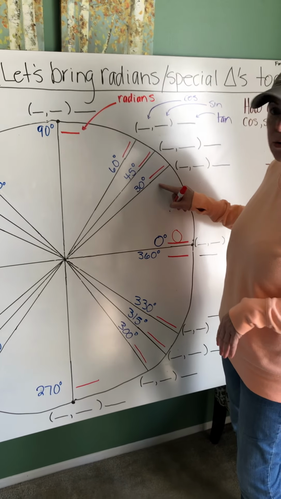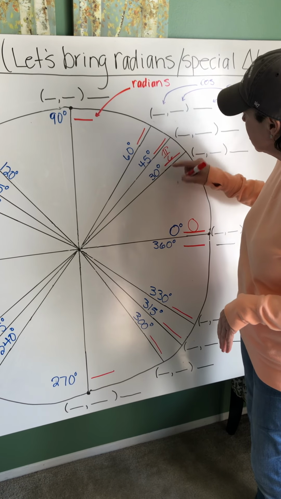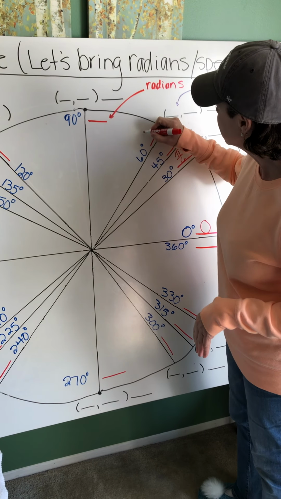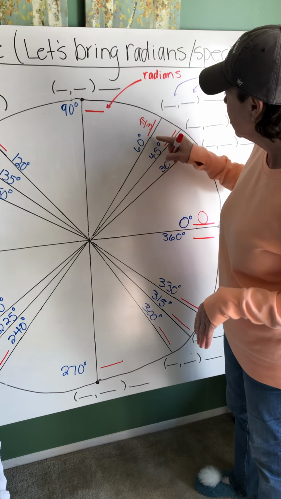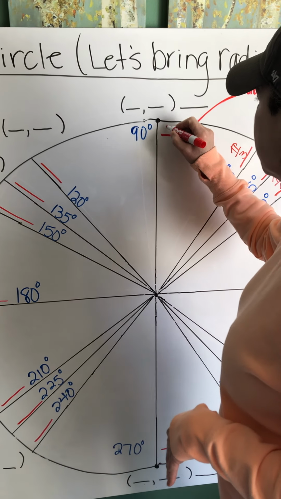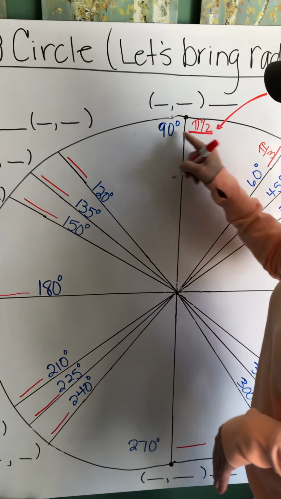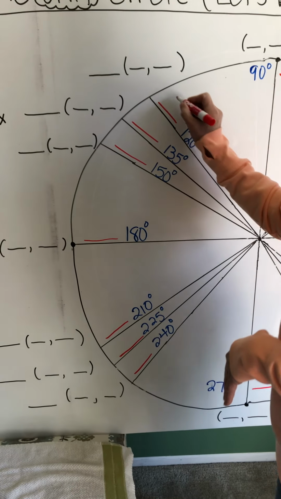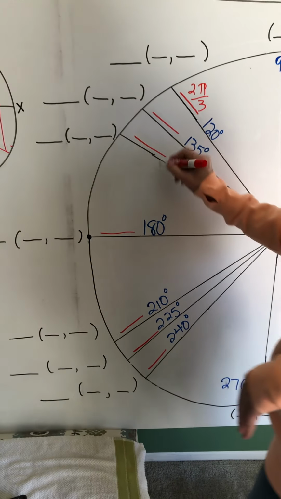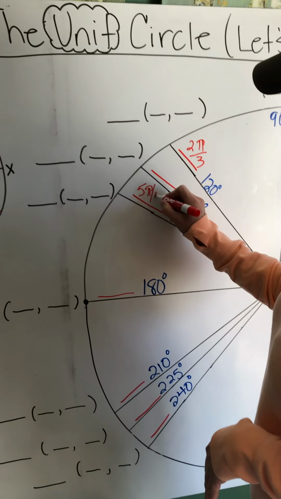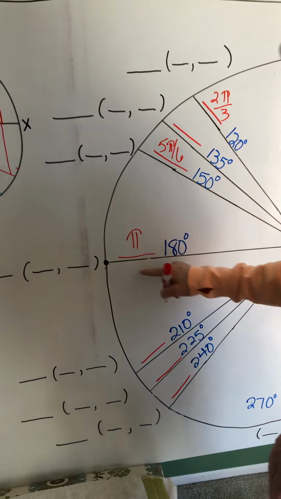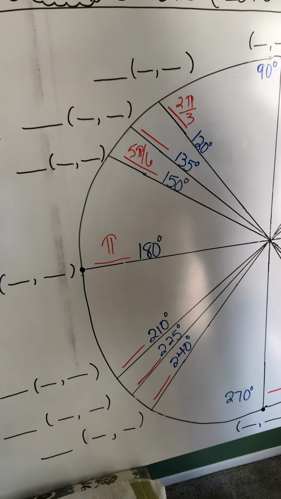So 1 pi over 6, another 30, 2 pi over 6, that reduces to pi over 3, 3 pi over 6 reduces to pi over 2, 4 pi over 6 reduces to 2 pi over 3, 5 pi over 6 doesn't reduce, 6 pi over 6, that's pi. And take a look, we know we're right here. We said 180 degrees was pi radians.